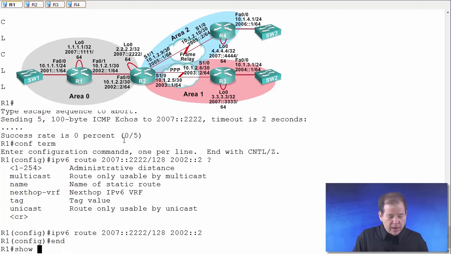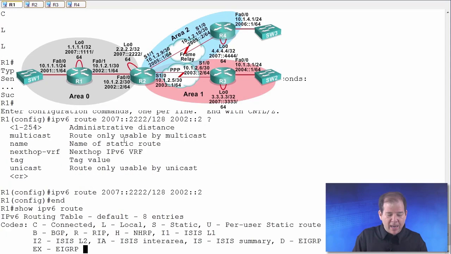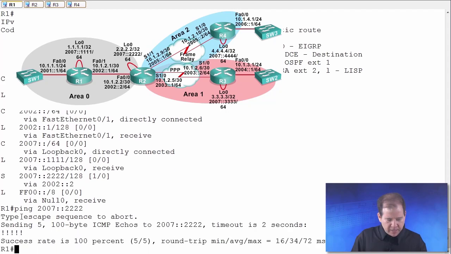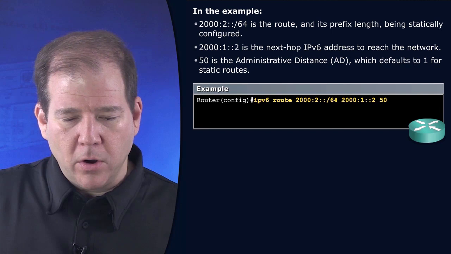Now let's take a look at our IPv6 routing table, show IPv6 route, and we can see this newly configured static route. Let's see if this lets me get to the IP version 6 loopback address on router R2. Let's do a ping to 2007::2222. And this time it is successful because we've gone in and statically configured an IP version 6 route on router R1.